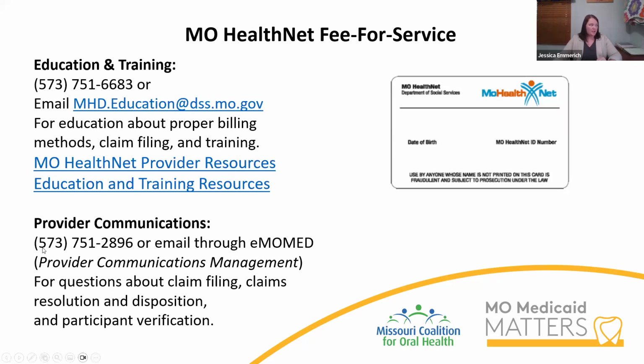They also have provider communications. So this phone number, and then you can also email them through EmoMed, which again, Lee will show you how to do. This is for information about a specific claim. So if you get a claim and you see the remittance advice and it was denied, and you don't really understand why, provider communications, they're the ones who can actually look at that claim with you and walk through it and see why did it deny?